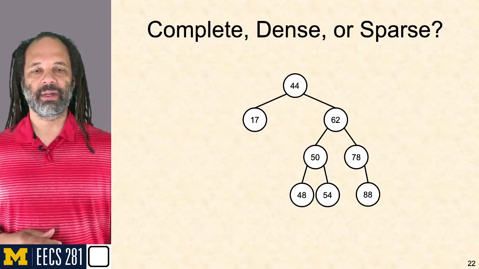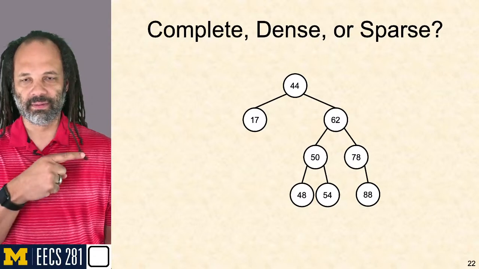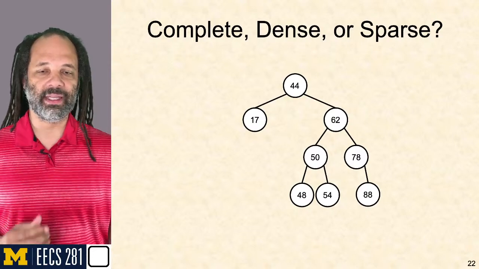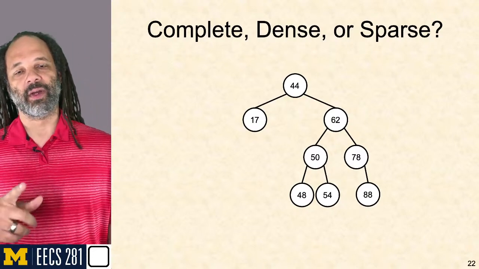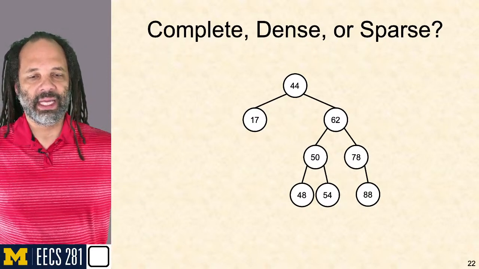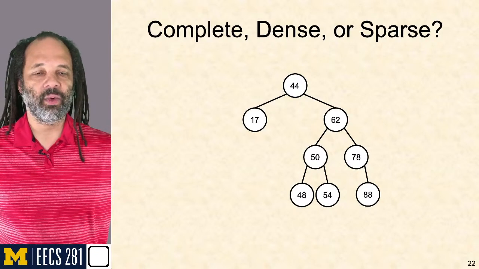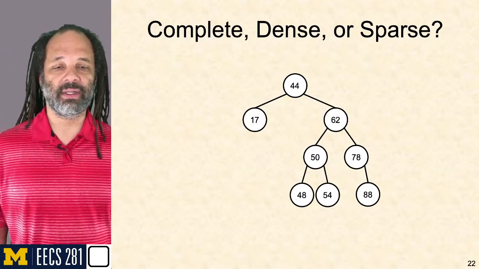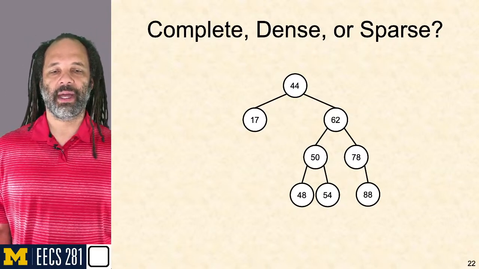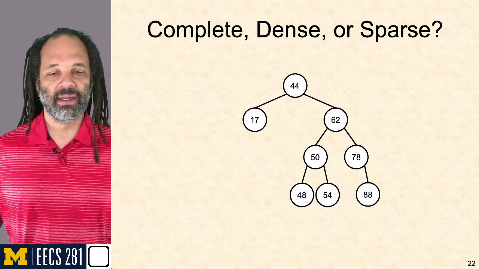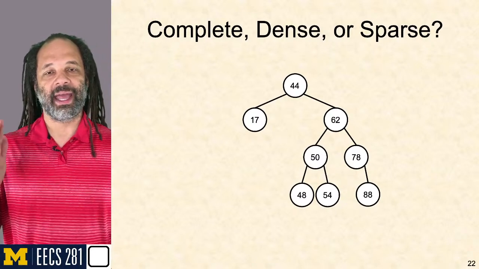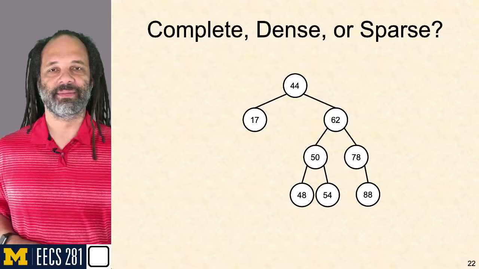How about this? Complete, dense, or sparse? What does complete mean? Every node is connected to every other node. I can clearly see that 17 is only connected to 44. So complete, out. What about sparse or dense? Here, I've got each node connected to, at most, 3 other nodes. You see 50 is busy there in the middle, so is 62. They've both got 3 node connections. But 78, 88, the rest of them are only connected to 1 or 2. So I would say that this is not complete and this is not dense. It's sparse.